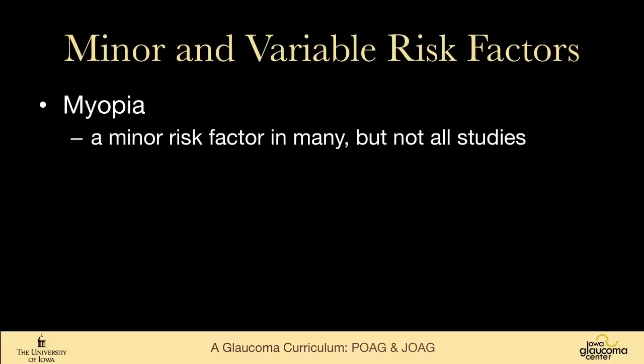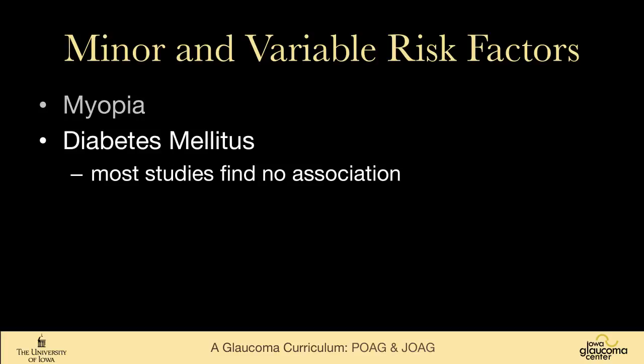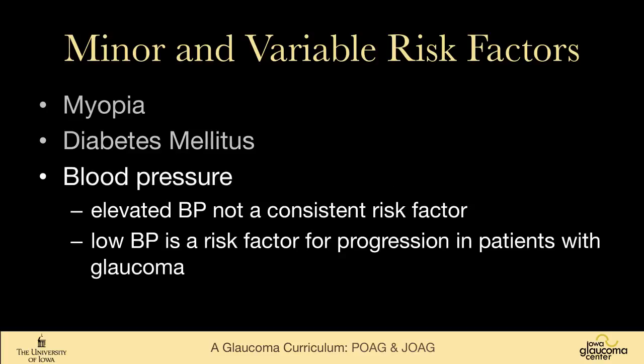It is part of the definition of primary open-angle glaucoma because, by definition, people with primary open-angle glaucoma have an elevated intraocular pressure. There are other risk factors that are kind of variable, and I personally don't think of them clinically when I'm taking care of patients. Myopia is a minor risk factor in many but not all studies. Diabetes mellitus in some studies, but actually in OHTS, diabetes mellitus was protective, so that's not really an interesting risk factor for developing glaucoma.